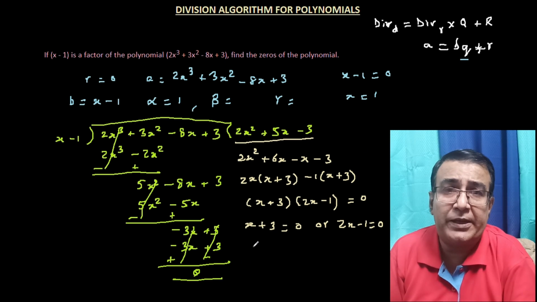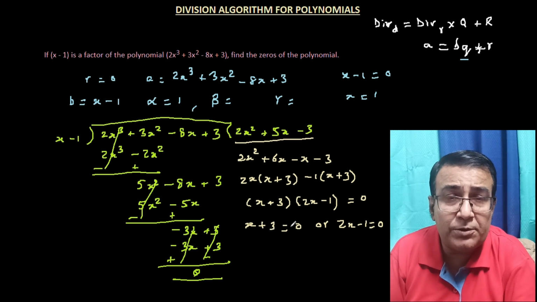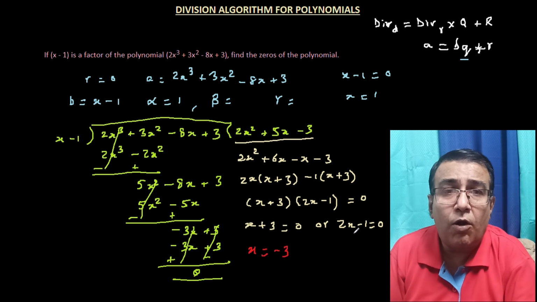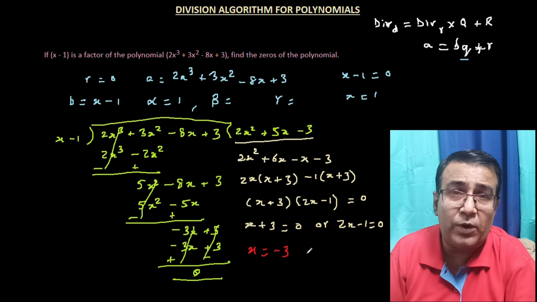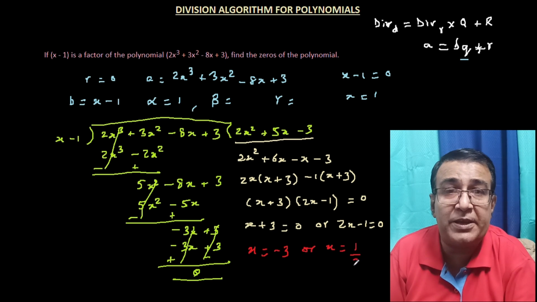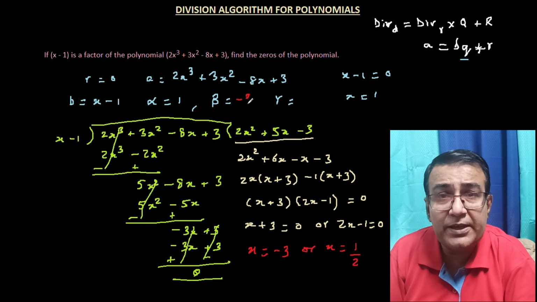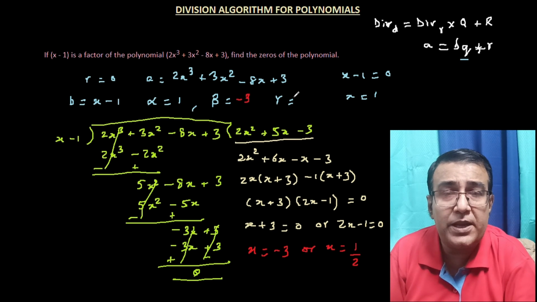And simplifying it, finding the value of x, taking 3 to the other side, we get x having a value of minus 3, or in this case we can say 1 goes to the other side and 2 gets divided, so x will be equal to 1 by 2. So we have the other two zeros as well. We can write beta is equal to minus 3 and gamma is equal to 1 by 2.